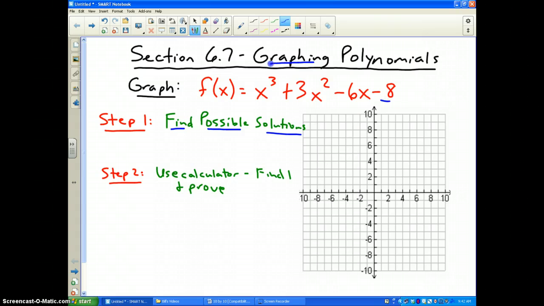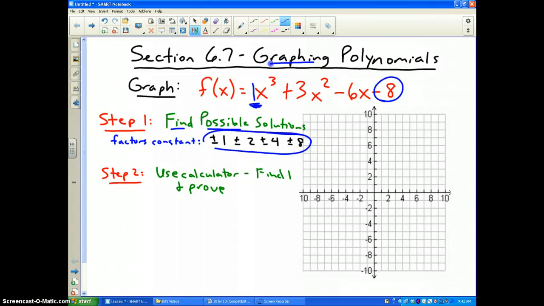Now remember, that involves the factors of the constant term and the factors of the lead coefficient. Well, very simple. The factors of the constant term are going to be plus or minus 1, plus or minus 2, plus or minus 4, plus or minus 8. The factors of the lead coefficient are just 1. So therefore, all possible solutions are really going to be what I just circled in blue.